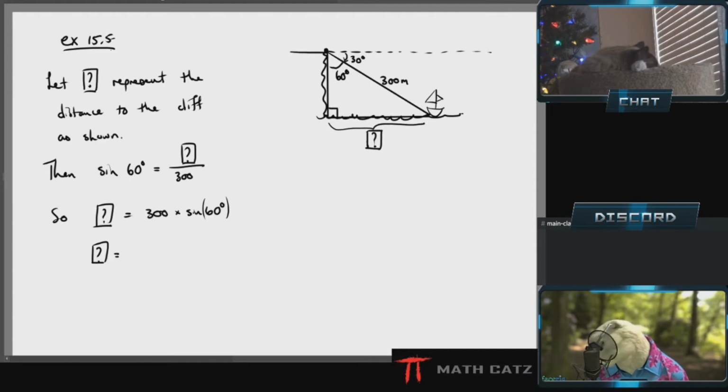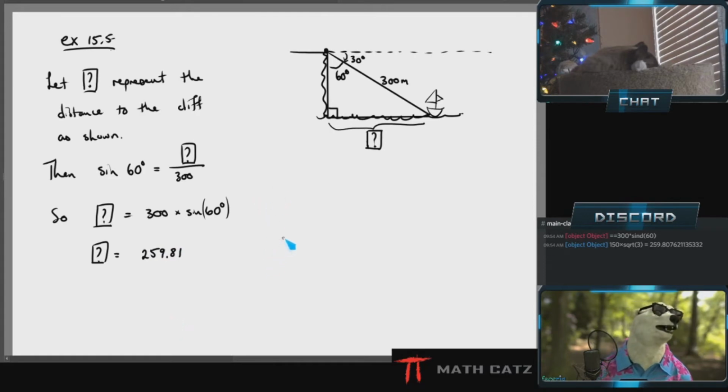So question mark in a box is something the calculator can tell me. Let's do it. 300 times my sine function's input is degrees, so I in MathBot have sine d, and it is 259.81. Let's round to 2 decimal places this time. Whatever the question says, if the question doesn't say anything, check the instructions in front of your test. If that doesn't say anything, then do whatever you want.